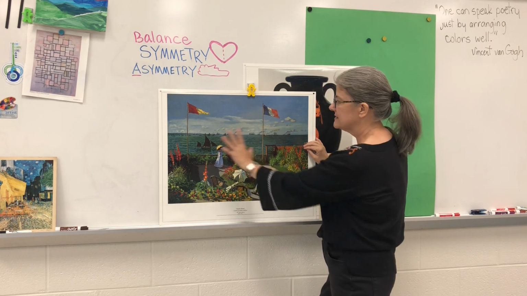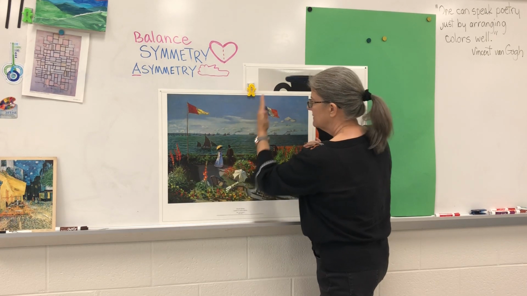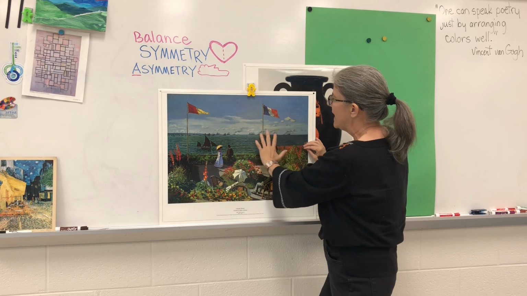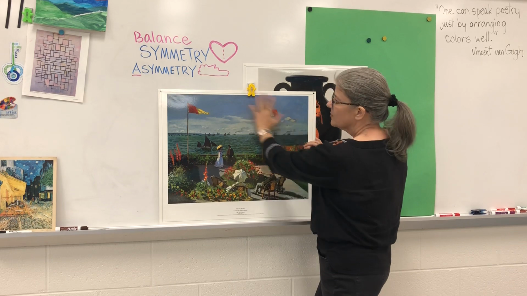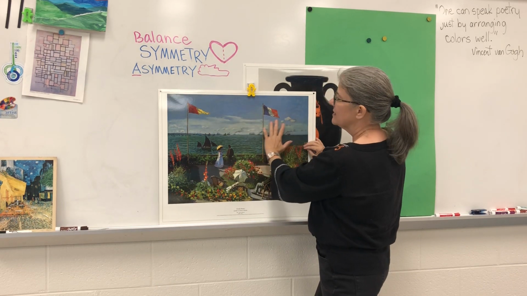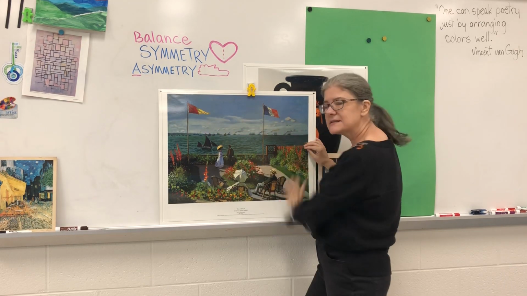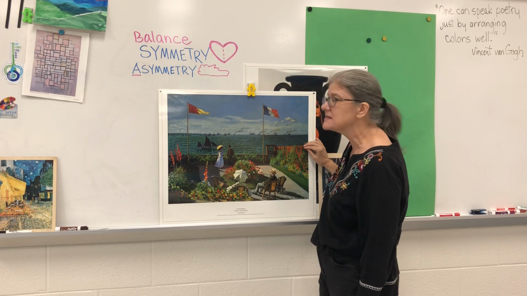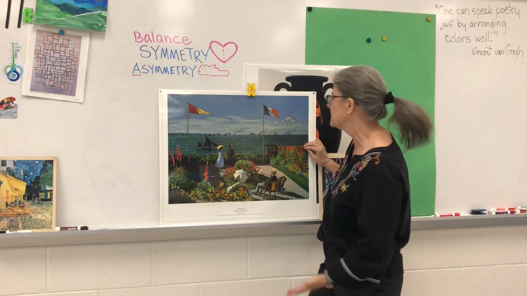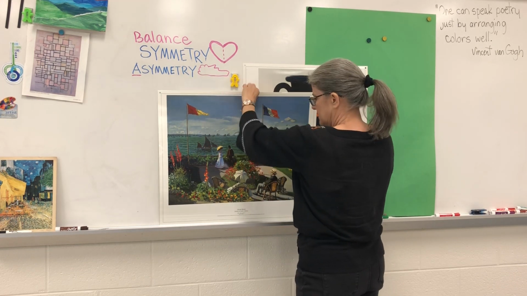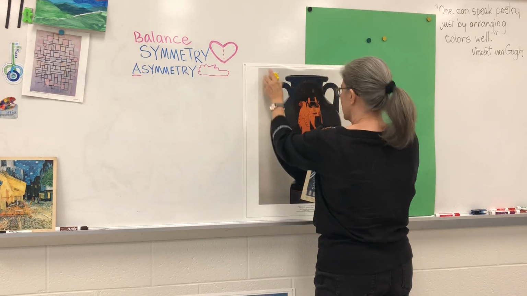However, the artist has put balance in this painting by these two flagpoles and then balancing out objects all around the different parts of the painting. There's even a balance of clouds. There's not one big cloud here and no clouds here. This is one way that the artist achieves balance. But we're going to talk more about symmetry, and we're going to practice drawing symmetrical objects today. I'm going to put this down, and I'm going to bring this one forward.